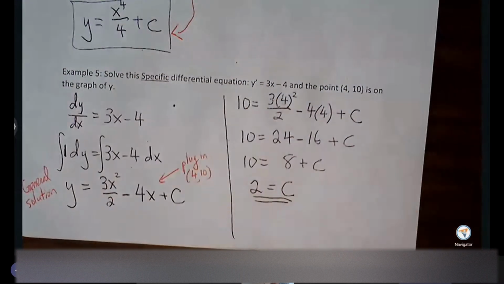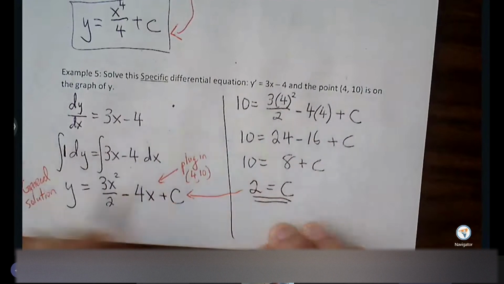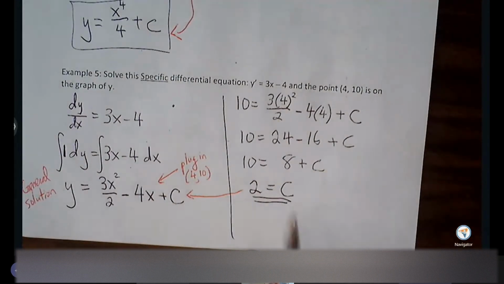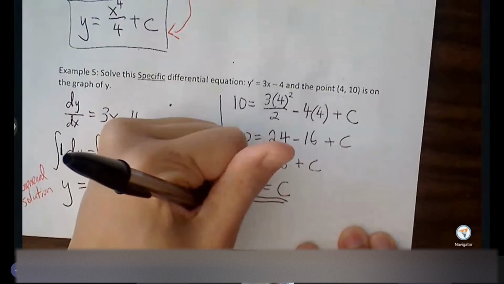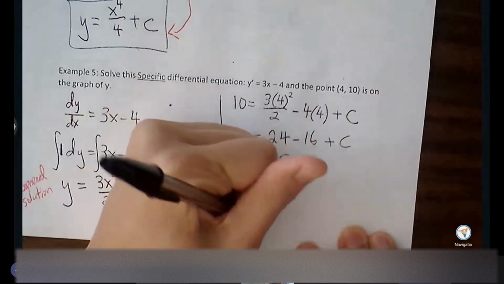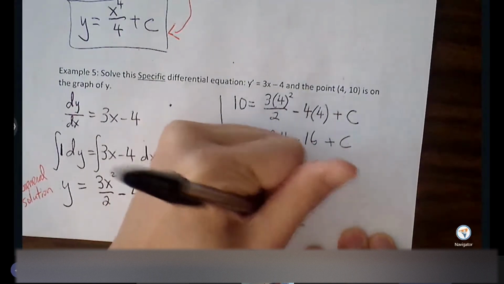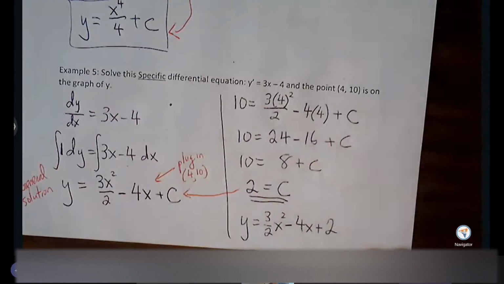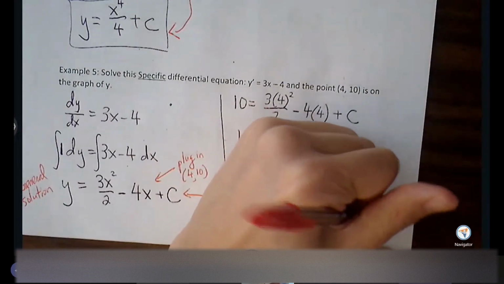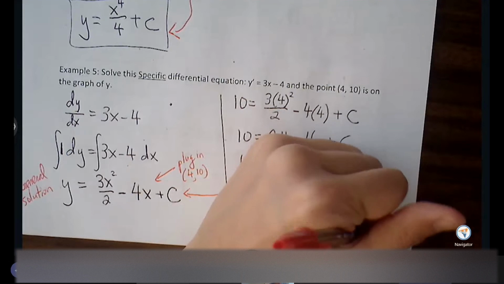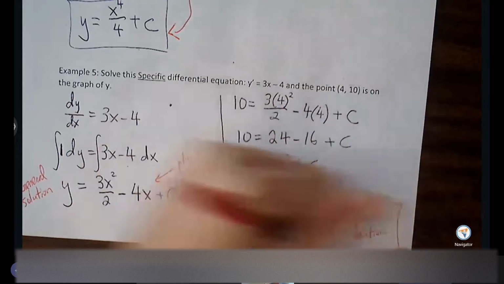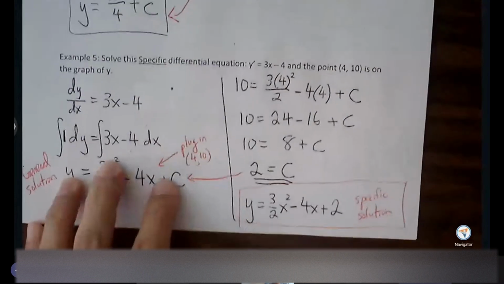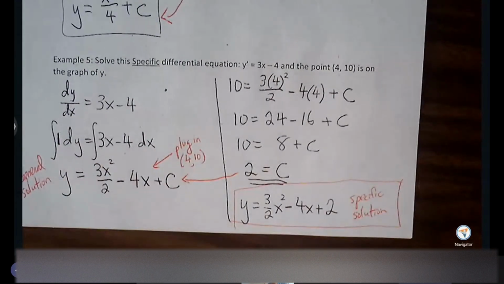So now we'll take this value and put it in for the C. And now we're going to be able to update from a general to a specific solution, or a specific equation. Any questions here?